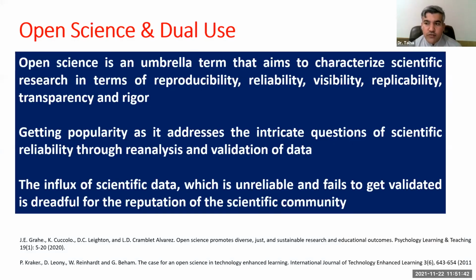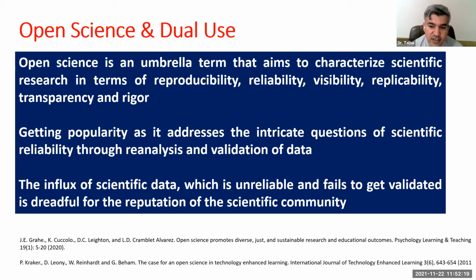And then there is the issue of open science. What is open science? Open science is an umbrella term to characterize scientific research in terms of reproducibility, reliability, usability, replicability, transparency and rigor. So open science is a flavor of openness, that whatever research you are doing, it should be open to all: whatever techniques you have used, whatever analysis methods you have used, whatever participants you have included in your study. And it is getting popularity in the scientific community.